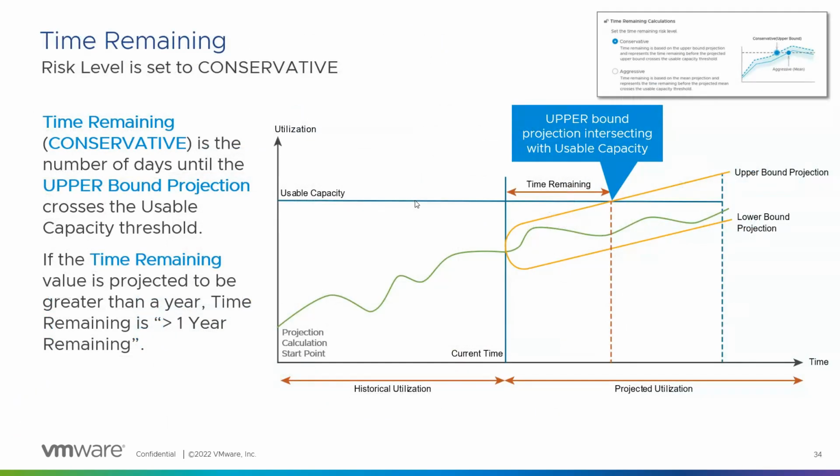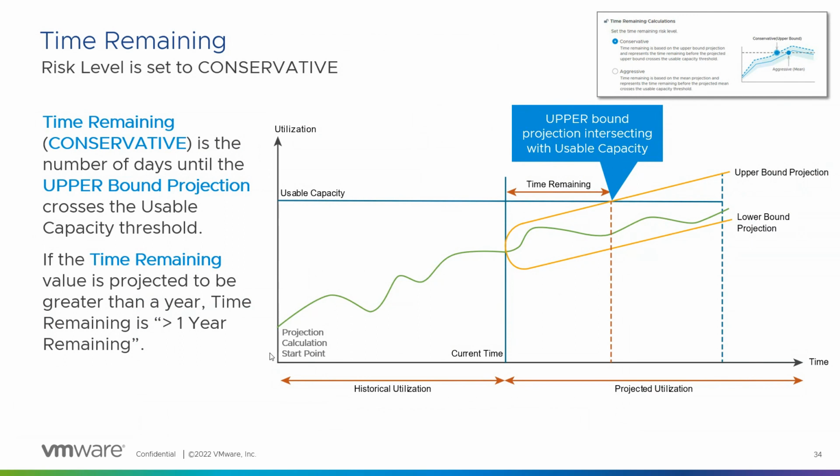Okay, so now I want to get in and talk about these metrics that are coming out of the capacity engine and how these are determined. So like I said, some of these change depending on whether you have conservative or aggressive enabled. So I have basically versions of each of these that I'll talk through. So what I have here now is showing the time remaining. This is when you have it set to conservative.